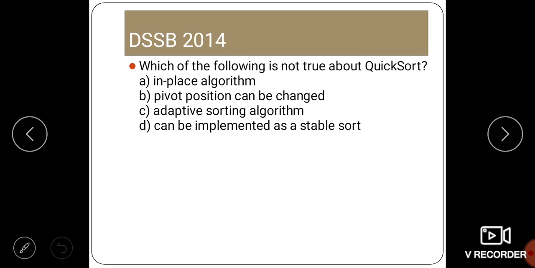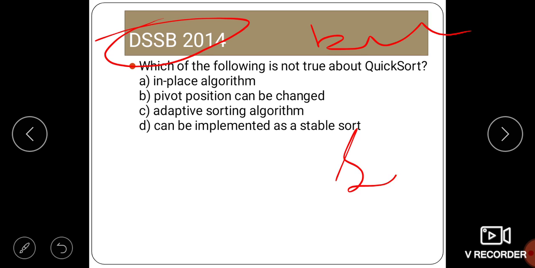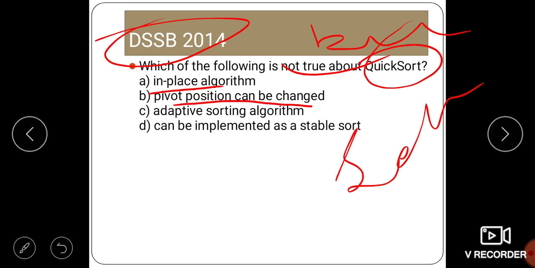Now next is a question from DSSSB, the Delhi Subordinate Services Selection Board, a school level PGT exam. Which of the following is not true about quick sort? Options: it is in place, pivot position can be changed, it is adaptive, and it can be implemented as a stable sort. Which one is not true?